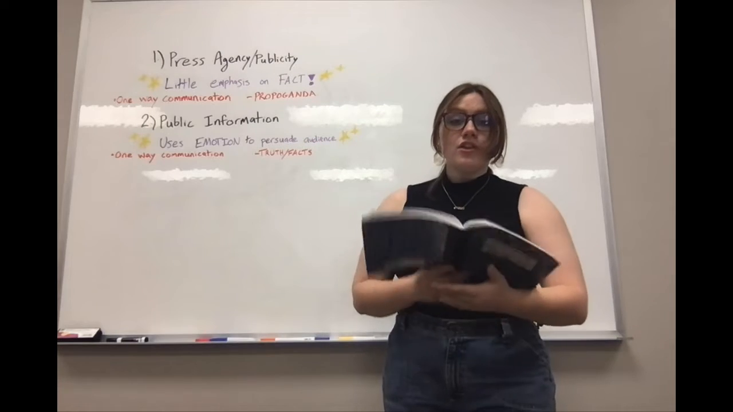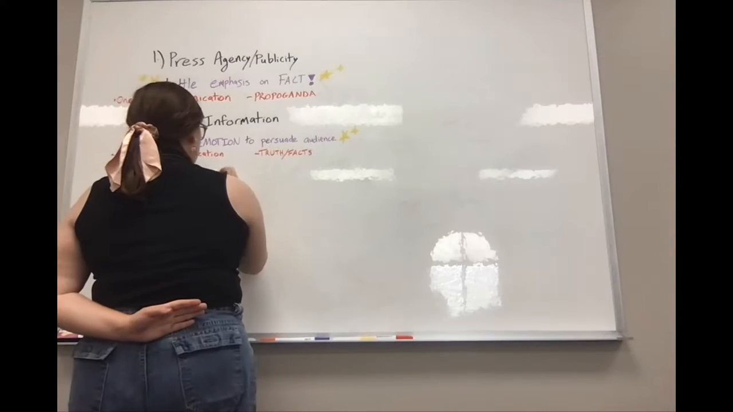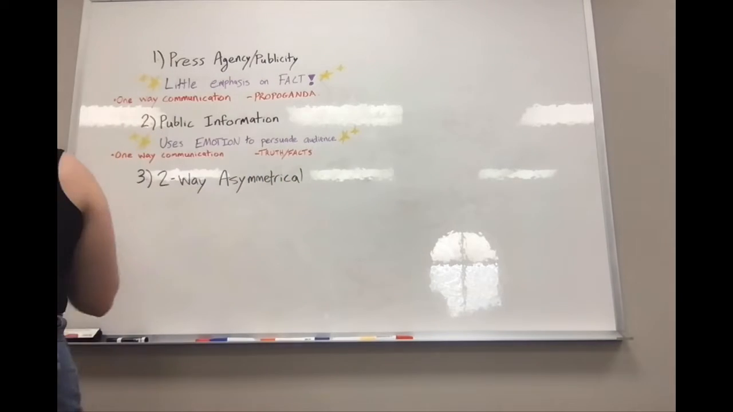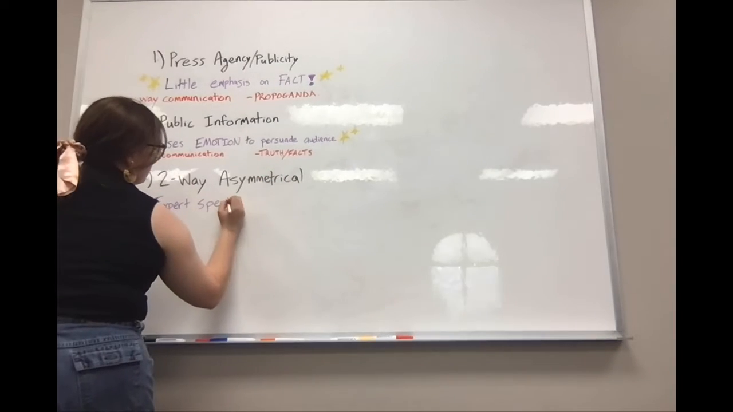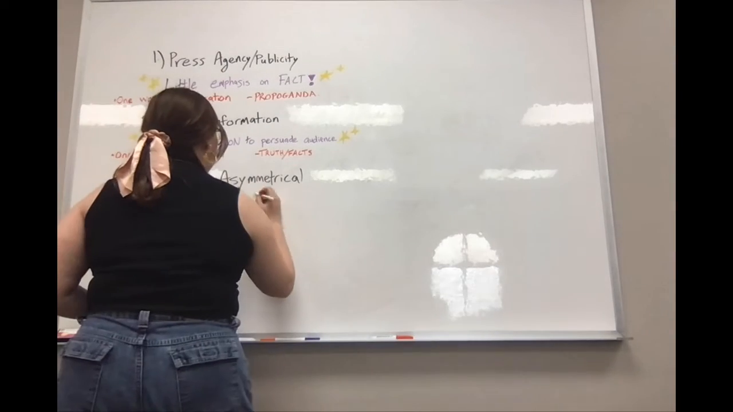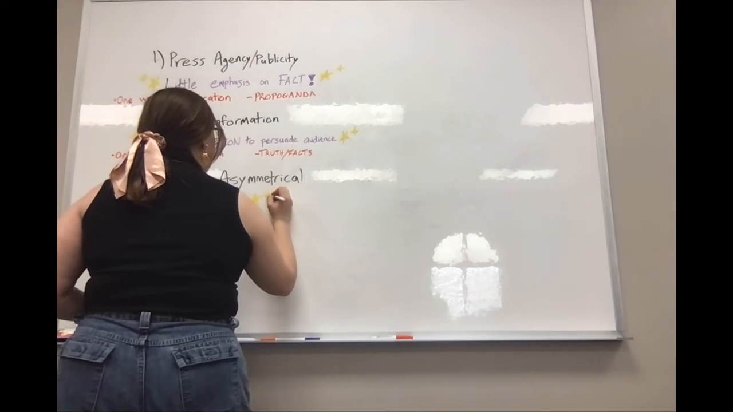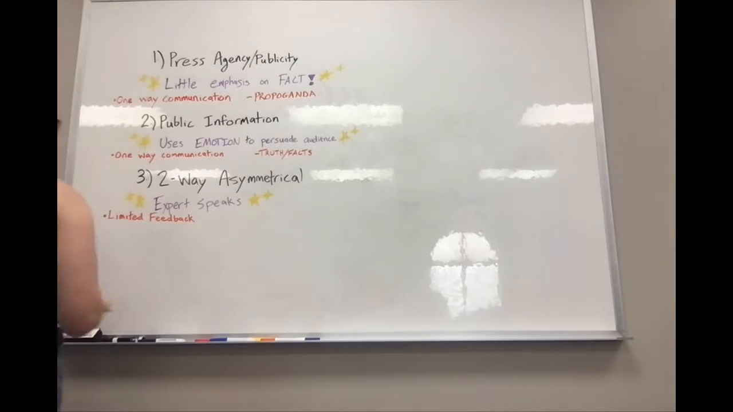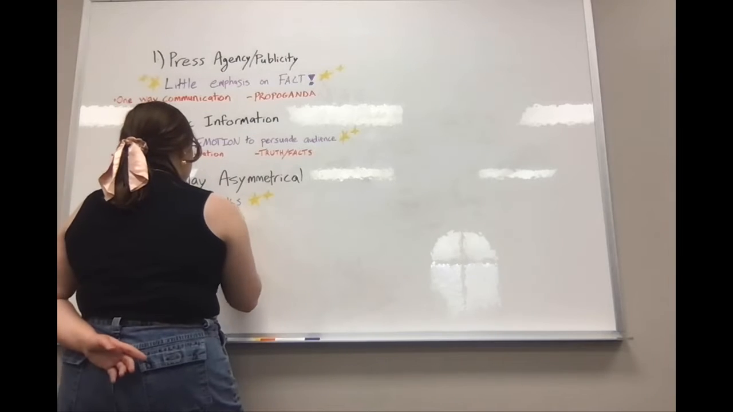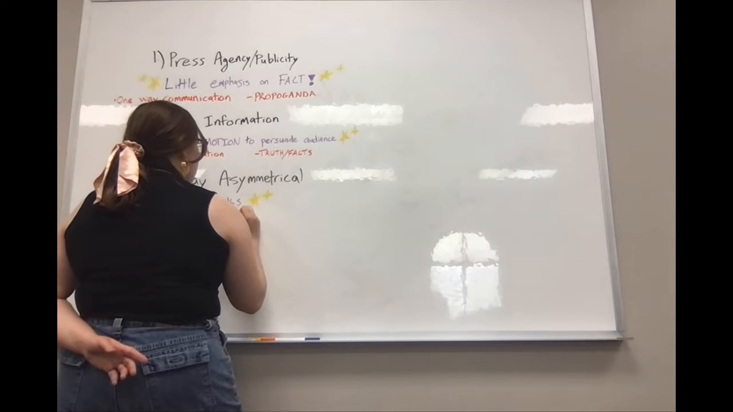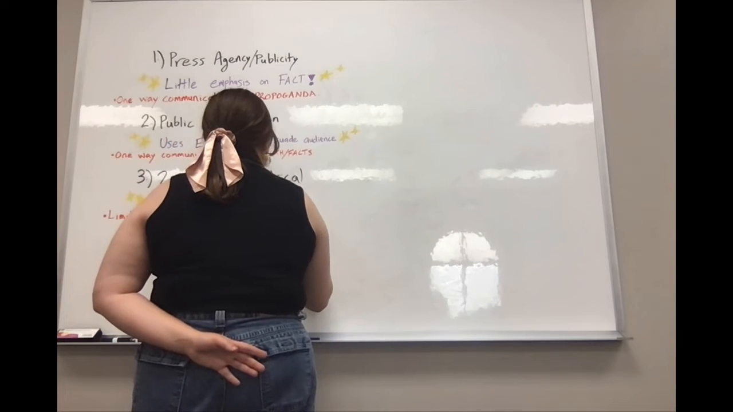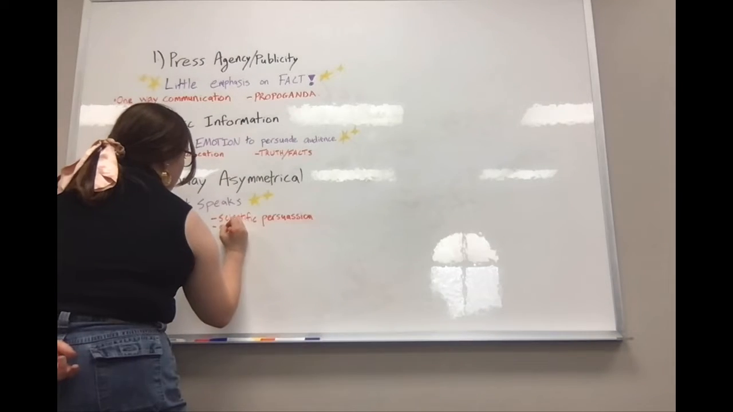The third model is two-way asymmetrical, and this is where information is presented, but there is limited feedback. Typically, asymmetrical also has scientific persuasion and has expert speaking. Manipulation is unfortunately often used because people tend to trust experts when they speak, but experts can say whatever they want, whether that's the truth or not.